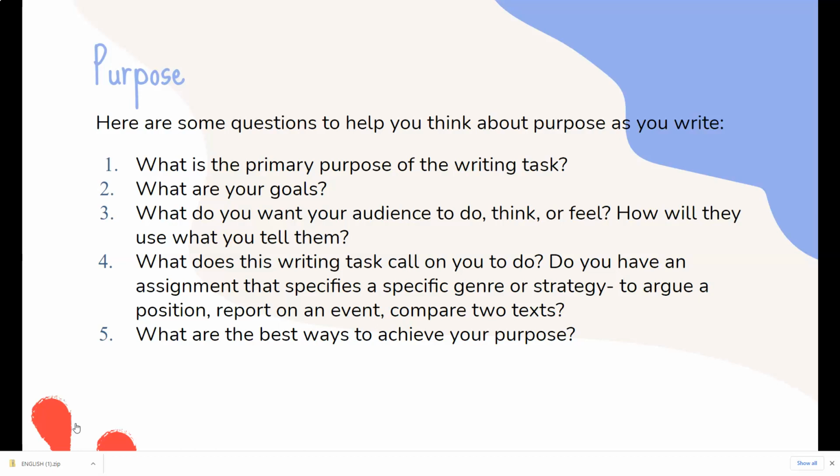What does this writing task call on you personally to do? Do you have an assignment that specifies a specific genre or strategy? So we are writing different genres, that's different types of essays in this course. For example, an argumentative essay, you're going to argue your position. When we do an analysis, you're going to look deeply and examine something from a specific perspective, and so forth. And what are the best ways to achieve your purpose?